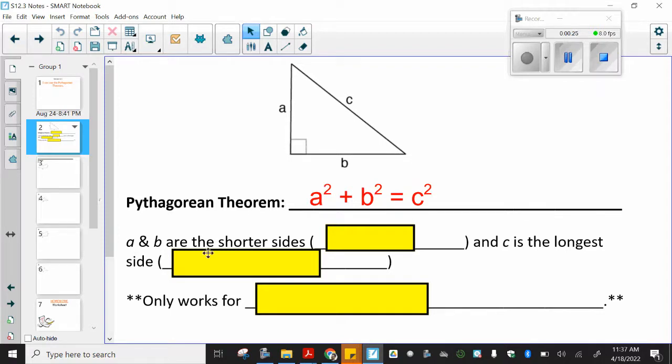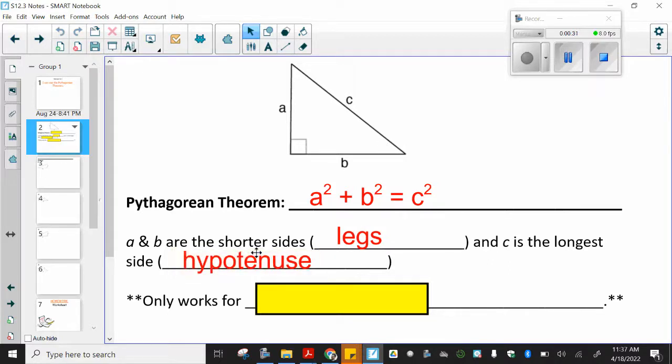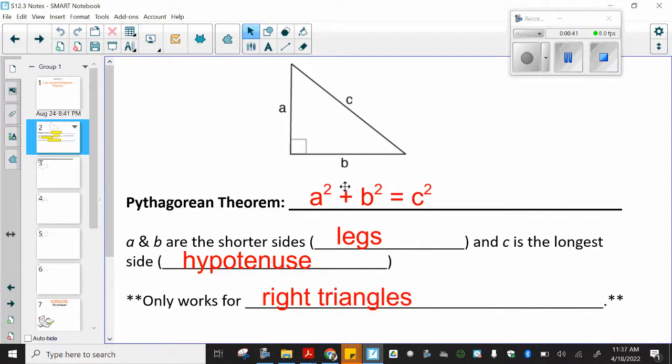In this scenario, a and b are the shorter sides, also known as the legs, and c is this longest side up here, called the hypotenuse. You want to be able to get relatively close to spelling that right. Here's a disclaimer: this only works for right triangles. This is an example of a right triangle where the legs a and b meet at a 90-degree angle, okay? So that's when you can use this.